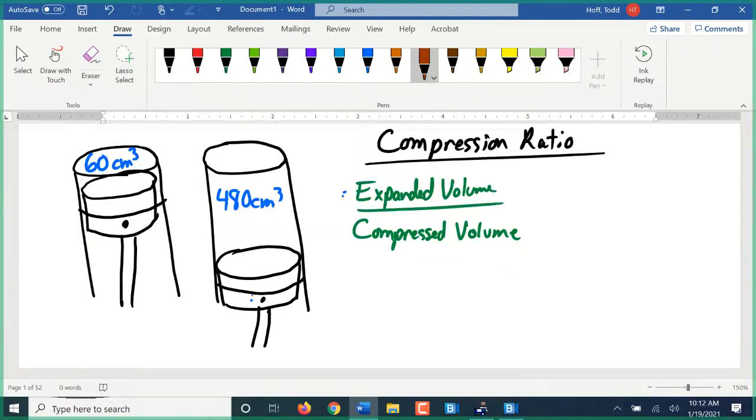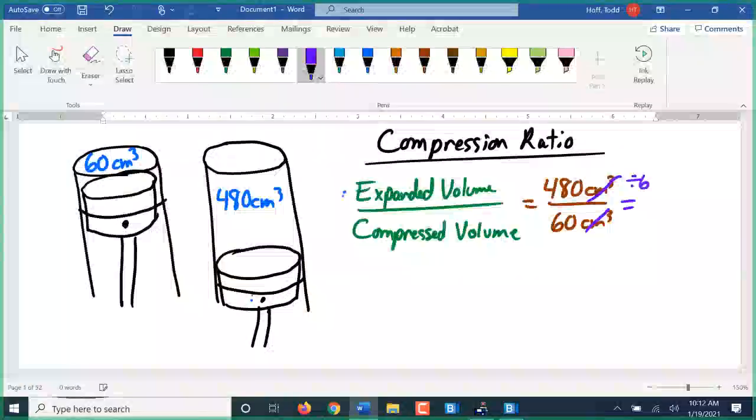By the way, the difference between those numbers is called the displacement of the cylinder. There, the expanded volume is 480 cubic centimeters. Compressed volume of 60 cubic centimeters. Now the cubic centimeters cancels out. Units go away. Both 480 and 60 can actually be divided by 60. 480 divided by 60 is 8. 60 divided by 60 is 1. Now, once again, we leave that as 8 to 1 rather than just saying an 8 ratio. It's 8 to 1 compression ratio.